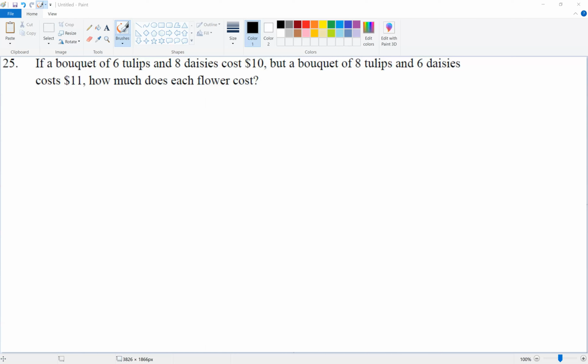I got the tulips cost $1 and the daisies cost 50 cents. How did you find it? I found it because since the tulips were more, the tulips, if they were more, there's 8 tulips, so that costs $8. And 6 daisies, that's 50 cents, so that equals $3.